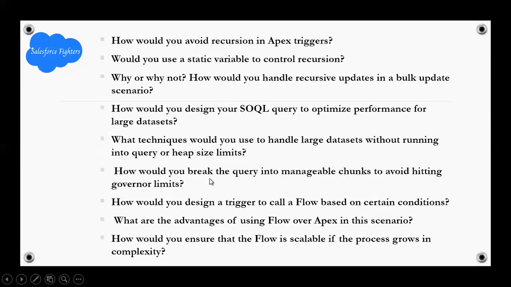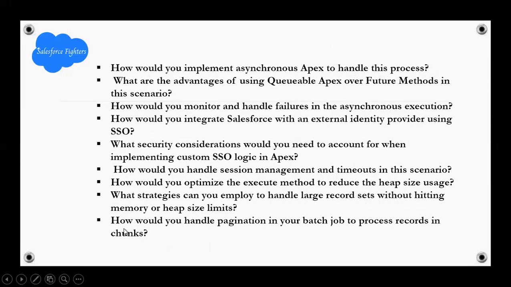Next, how would you break the query into manageable chunks to avoid hitting governor limits? Next, how would you design triggers to call flow under certain conditions? Next question, how would you implement asynchronous Apex to handle this process? Next, what are the advantages of using queueable Apex over future methods in this scenario?